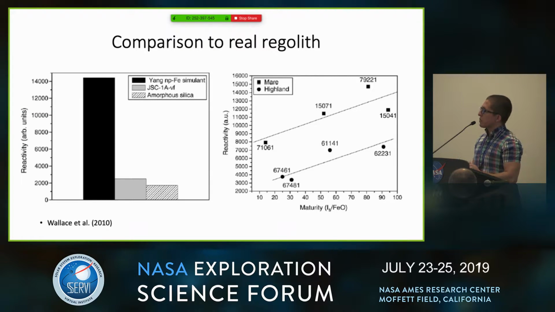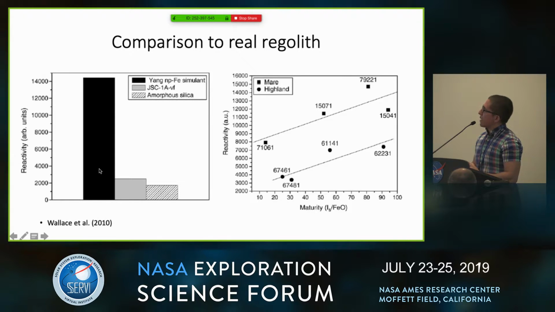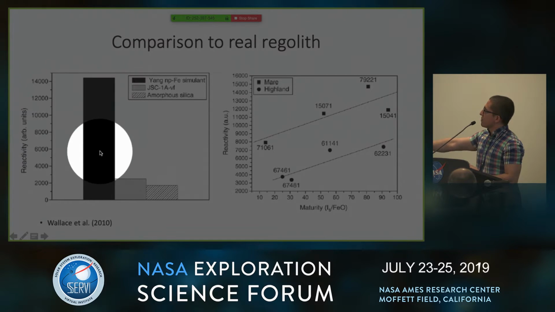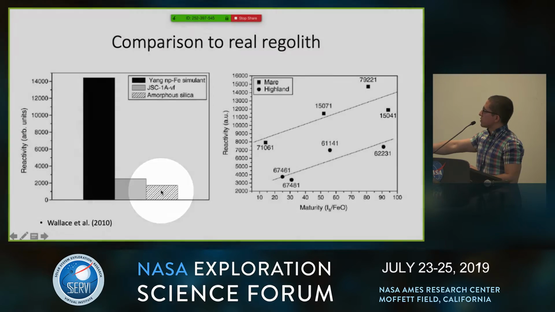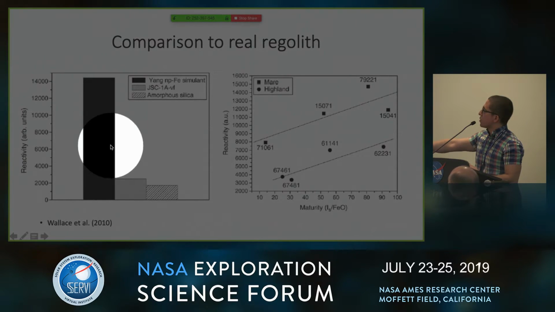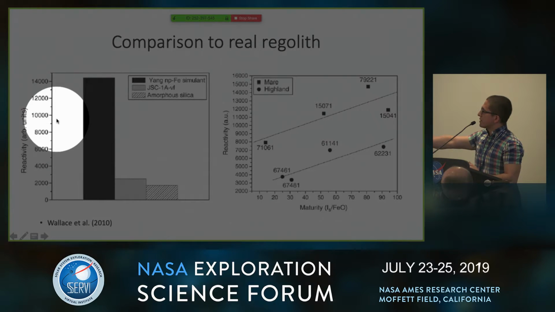So here's some results presented by Wallace et al. 2010. First we're going to focus on the graph on the left, excuse me. What they did is they measured the reactivity of a nanophase iron simulant represented by this black bar right here. And they measured it with one of their batches of JSC1A, represented by this gray bar. And this little bar over here is amorphous silica, the silica that they used in this sample, but without the nanophase iron. So it seems that the presence of this nanophase metallic iron is leading to huge increases in reactivity. Unfortunately, they didn't measure anything quantitatively. They just did everything in arbitrary units.